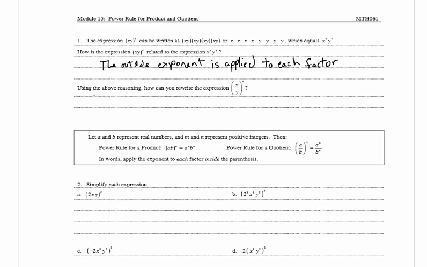And now it says, using the above reasoning, how can you rewrite the expression x over y to the fourth? And we could write that as x to the fourth over y to the fourth. We can apply the outside exponent of 4 to the factor of x and the factor of y.